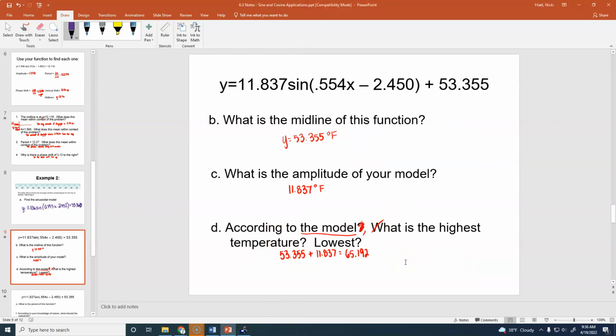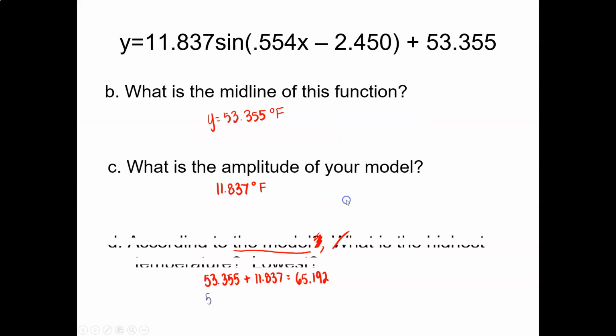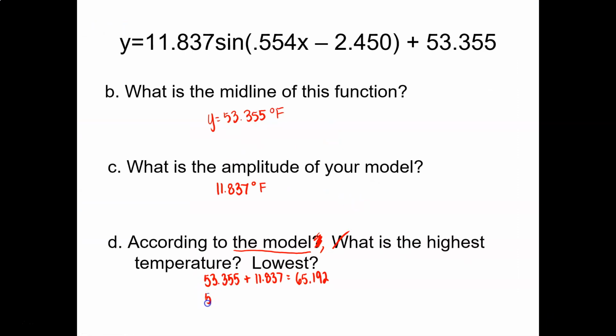And our lowest temperature, we do the same thing. Oh, let me go back to the midline. We do the same thing, except we would subtract. And whenever we do that, we're going to get 41.518. And these both would be in degrees Fahrenheit.